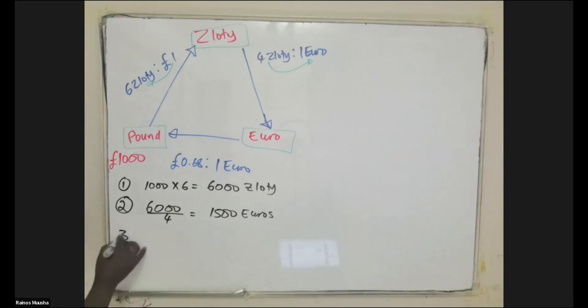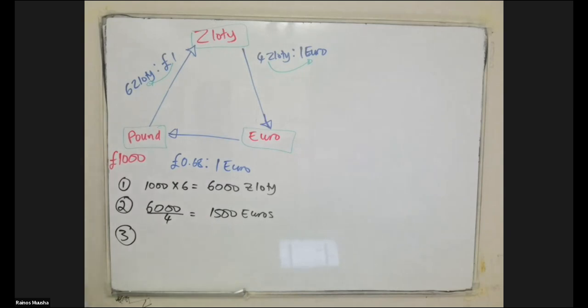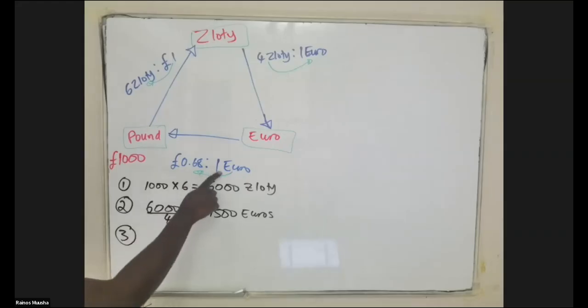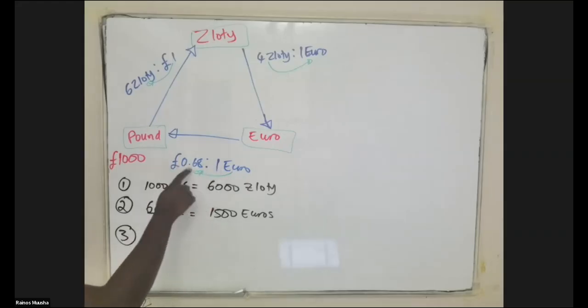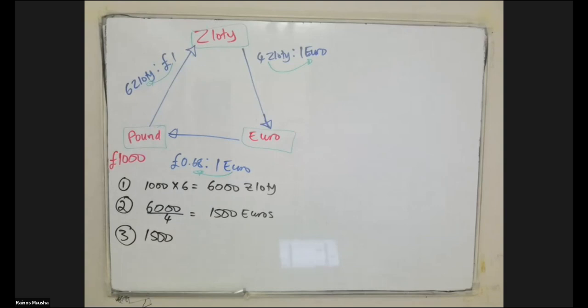Then from there, step number 3, we're now going to move from the euro going to the pound. Do we end up with more units or less units? Less units. We end up with less units because the euro is the weaker currency. The currency which is stronger is the one that you need less units of. So you're moving from the weaker currency going to the stronger currency. We have 1,500 units of the euro. To end up with less units, are we going to multiply or divide? Divide.